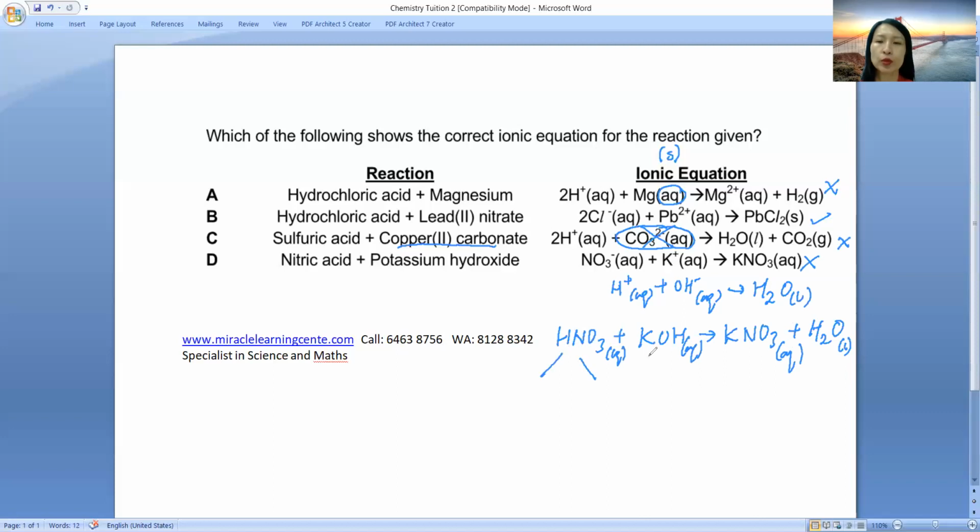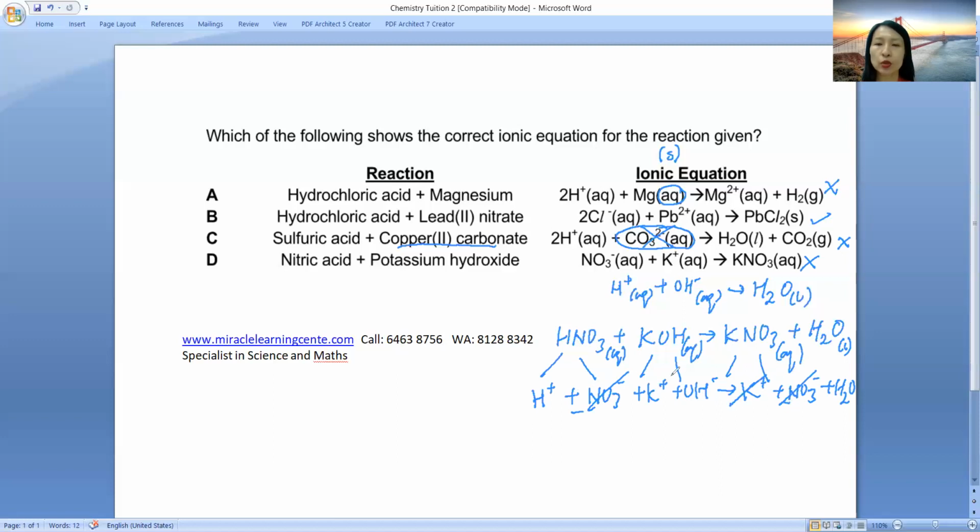So you need to split up those in the aqueous state only. This is liquid, so you don't need to split up. This equation is balanced. Okay, so you need to cancel those that are exactly the same on both sides of the equation. Usually, if you cannot cancel due to the numbers in front, it's because you didn't balance the equation correctly.